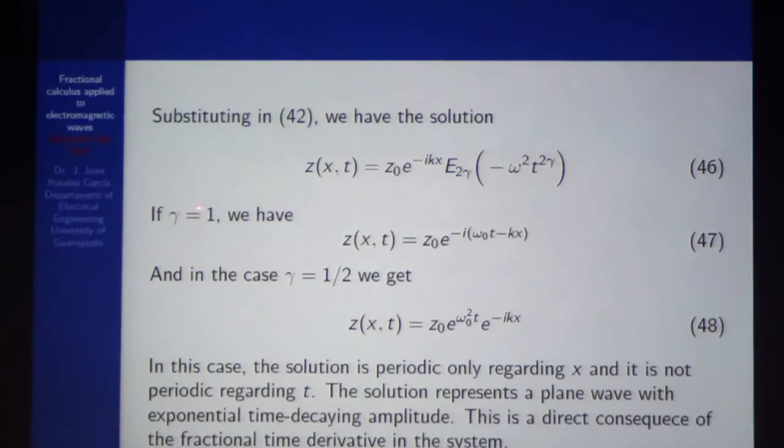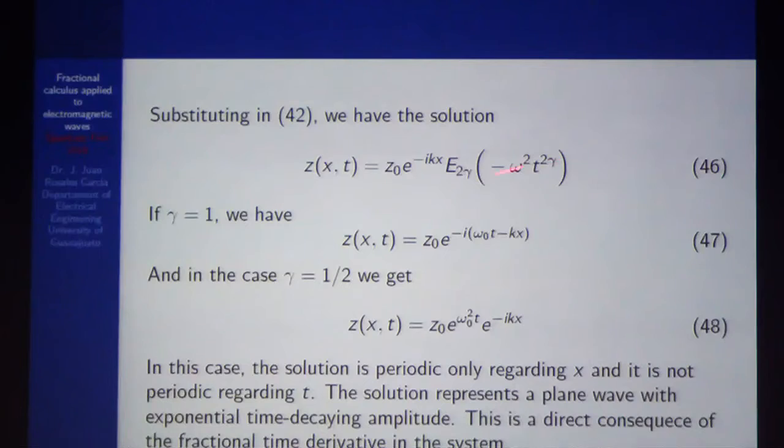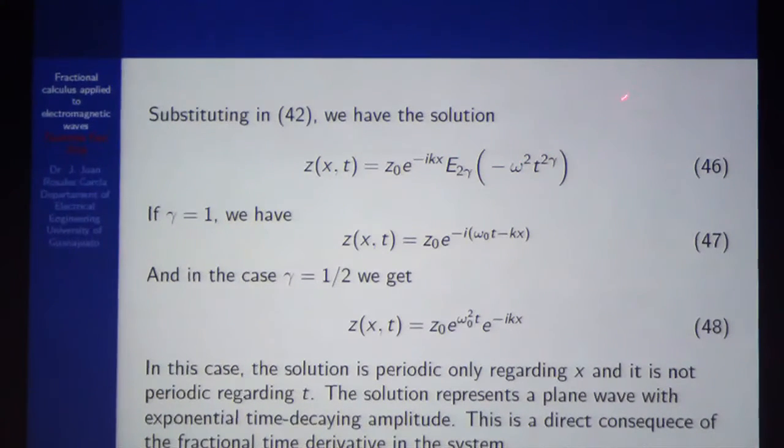So if we put gamma equal to 1, we have the ordinary monochromatic plane wave. Above we got the particular case of the Mittag-Leffler function. We have this solution. When gamma is equal to 1/2, we get the following. The periodicity in time is lost. Only periodicity in x.